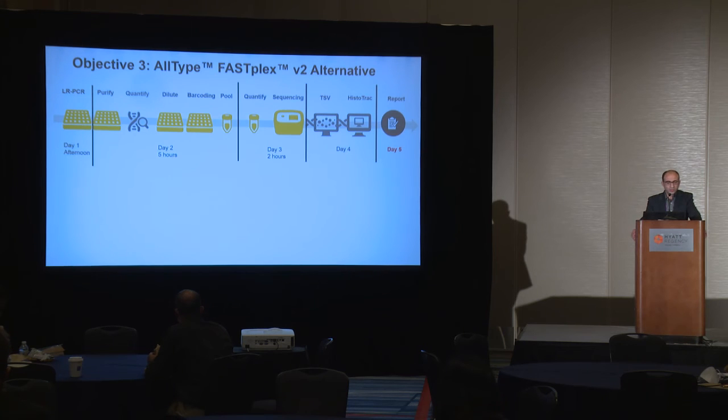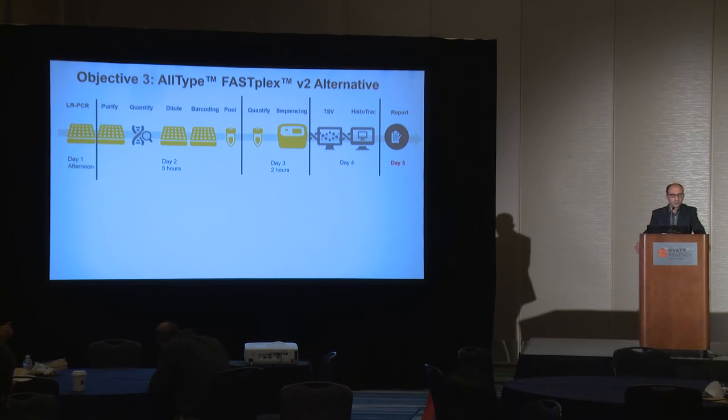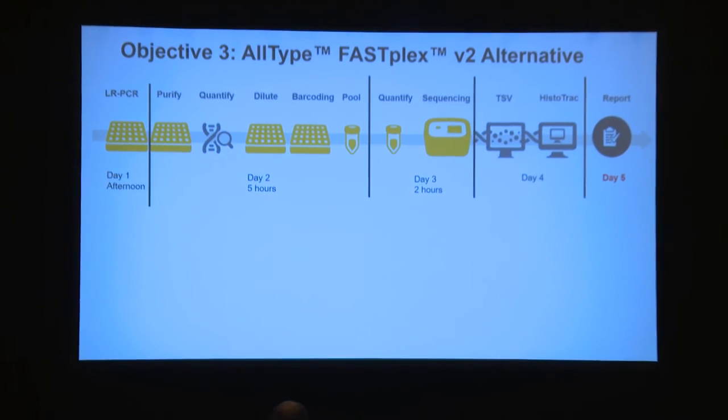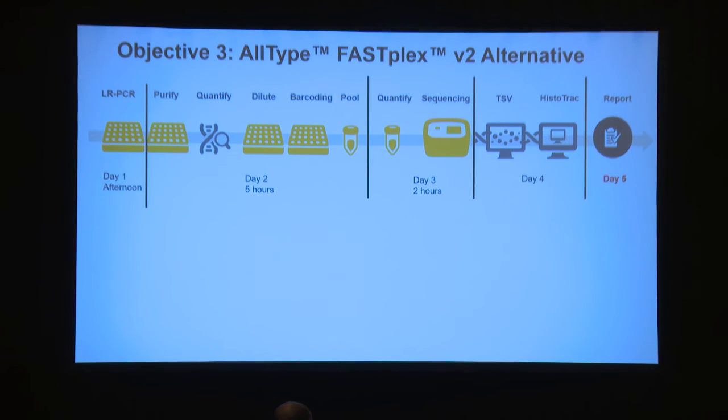So this brings us to objective 3, which is using version 2 but with some modification. This was done in collaboration with One Lambda. It was one of the feedbacks that we wanted to reduce the hands-on time, and One Lambda actually recommended to us to use this alternative protocol. We were one of the labs that did this beta testing. So this is actually the normal protocol that we use in our lab.